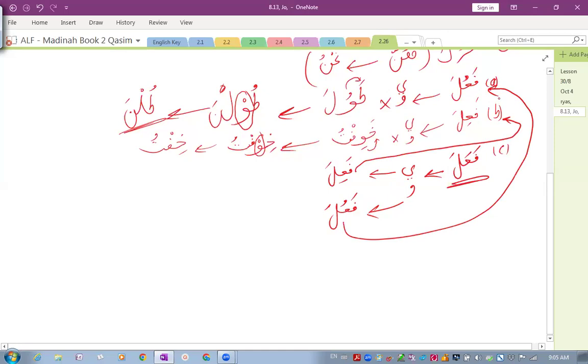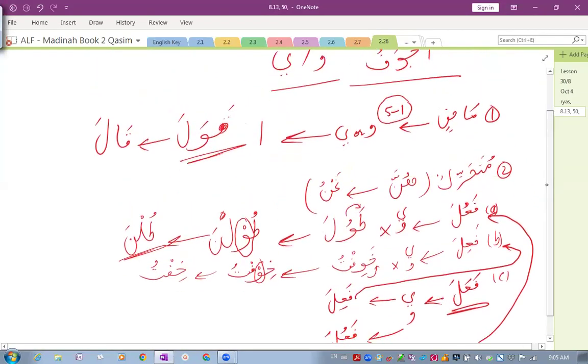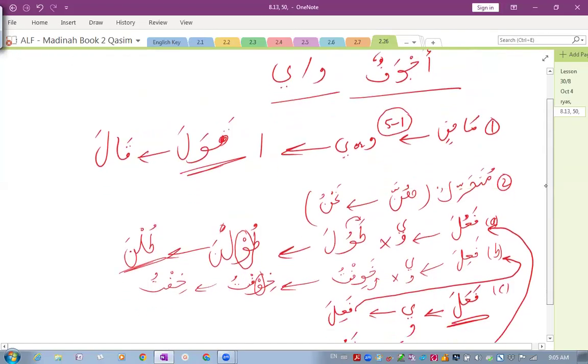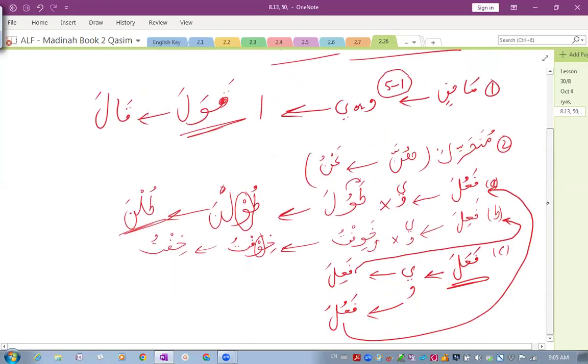So that's where we were last time, up till here. This is the summary of our Ajwaf Madi. That covers the whole Madi. That's it, there is no more. And Mudari we will take a look at, inshallah, very soon also.